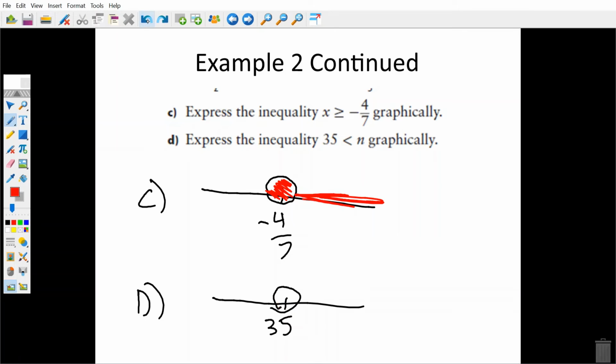We're not going to color it in because it's not equal to. It's greater than, so we're going to the right, okay? So take care not to go too quickly. If the variable is second, we have to make sure to read it both ways, okay?